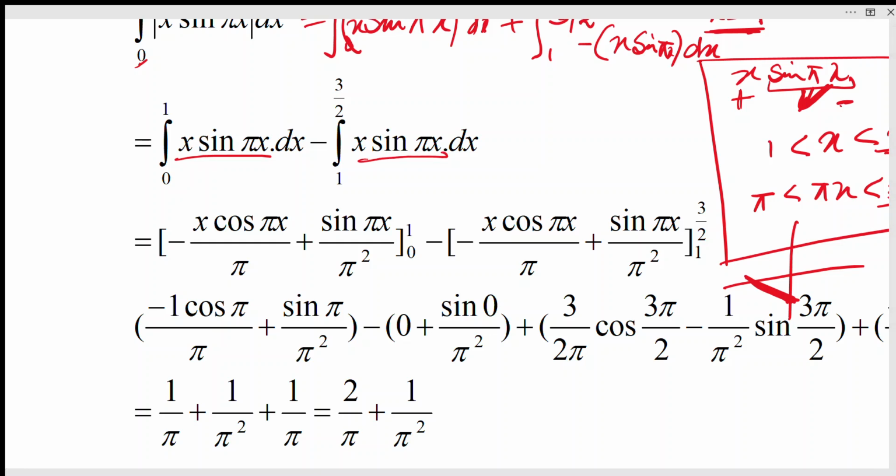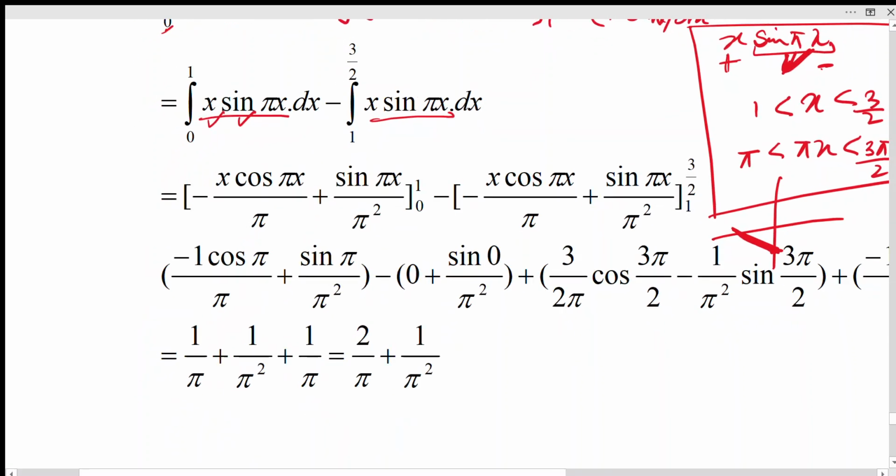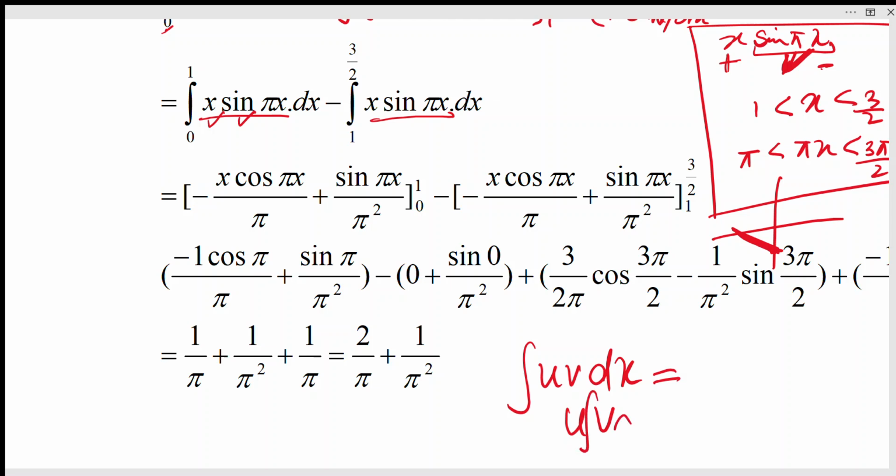Now how to integrate this? You will integrate by parts. How? First function into integral of second function, minus the integral of the derivative of the first into the integral of the second, and then integrate the whole thing, apply the limits, and you will get the answer. I hope you will be able to handle it on your own.